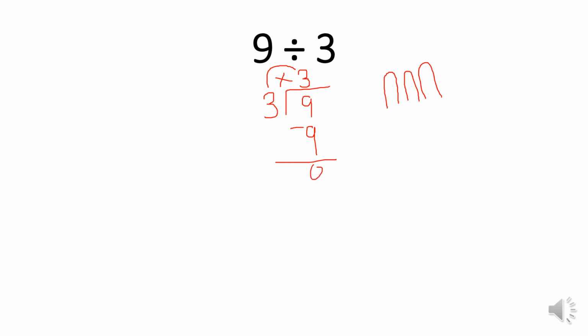9 divided by 3. What are we going to write? 3 into 9. 3 can go into 9 how many times? Count in 3s until you get to 9. 3, 6, 9. How many fingers do you have up? 3. The next step is to multiply. 3 3s are 9. Finally, we subtract. 9 take away 9 is 0.